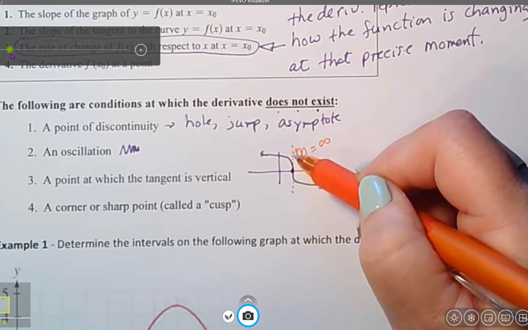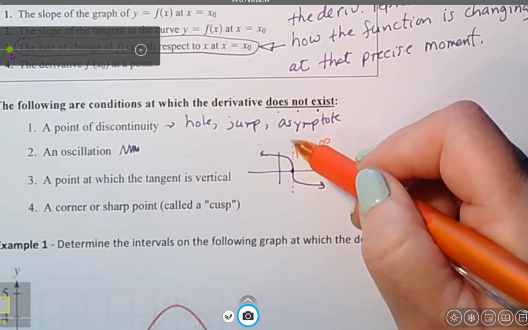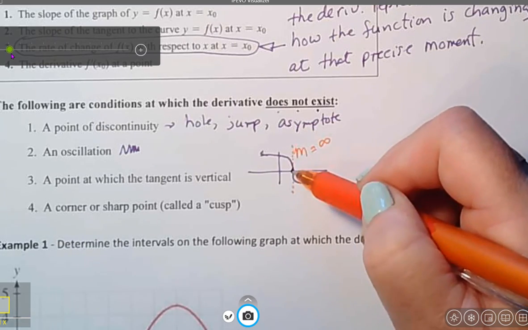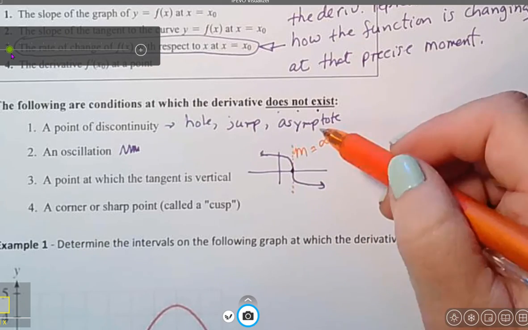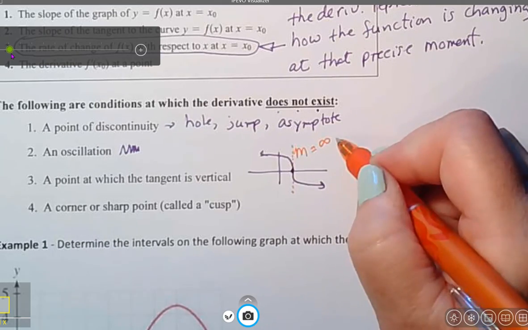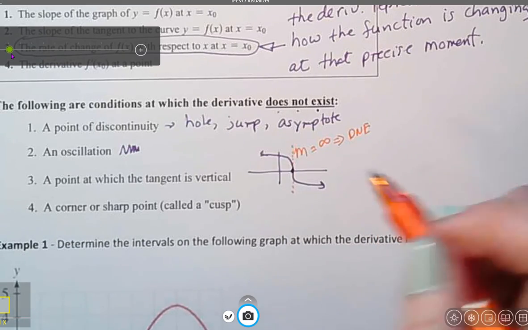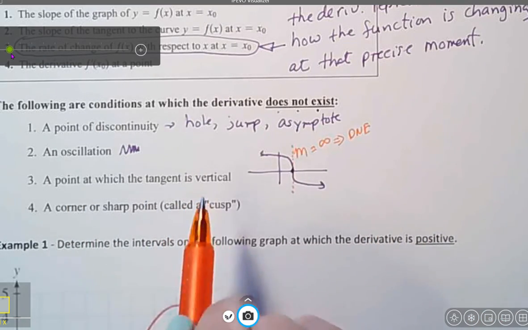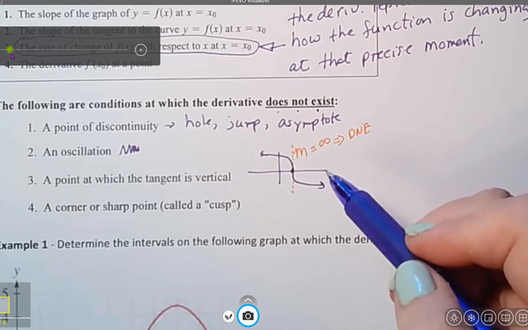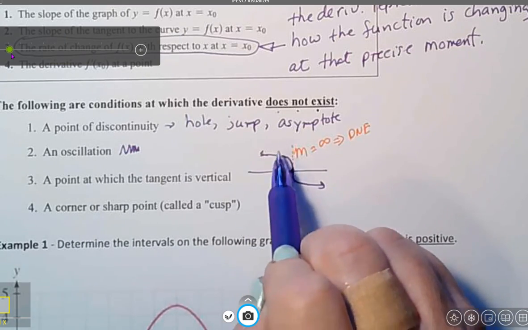How far is this rising? It's rising to infinity. Infinity over nothing here, over anything else, is infinity. So that implies does not exist. So a point at which the tangent is vertical is a point where the derivative does not exist.